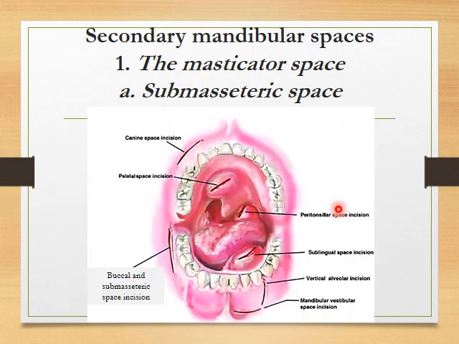The surgical approach is through intraoral incision. It is the same site as the buccal. This is the site of the submasseteric space incision. The incision begins at the coronoid process and runs along the anterior border of the ramus toward the mucobuccal fold as far as the second molar, or sometimes even the first molar.